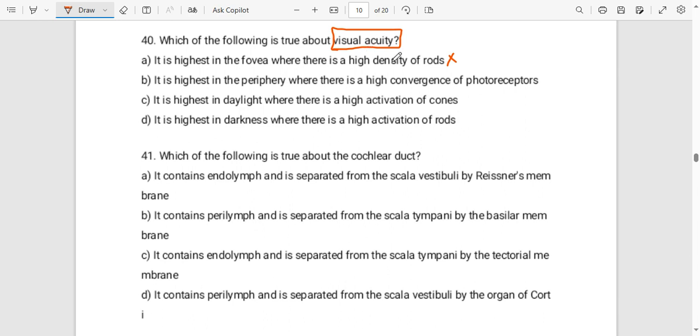Because visual acuity is about light. Highest in the periphery where there is high convergence, not in the periphery, because in the periphery I've got more of the rods. Highest in daytime where there is high activation of the cones, that's correct. Highest in darkness where there is high activation of the rods, no. Of course, in the darkness there's high activation of the rods, but that's not what is responsible for visual acuity.